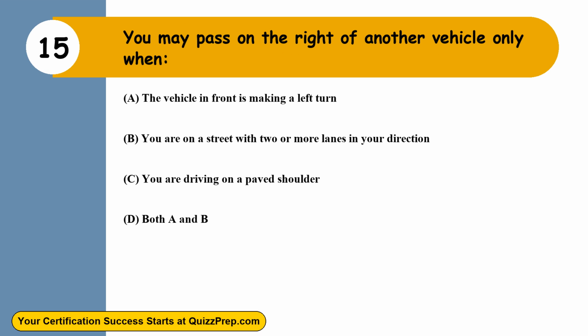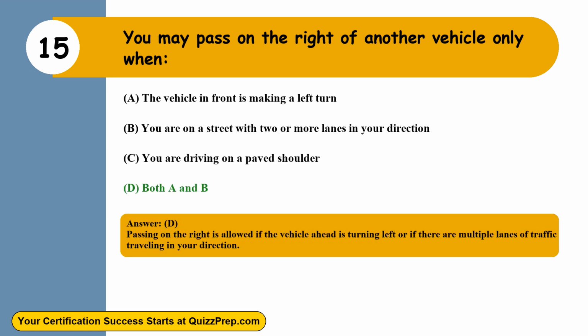Question 15. You may pass on the right of another vehicle only when: Option A, the vehicle in front is making a left turn. Option B, you are on a street with two or more lanes in your direction. Option C, you are driving on a paved shoulder. Option D, both A and B. The correct answer is option D, both A and B. Passing on the right is allowed if the vehicle ahead is turning left or if there are multiple lanes of traffic traveling in your direction.